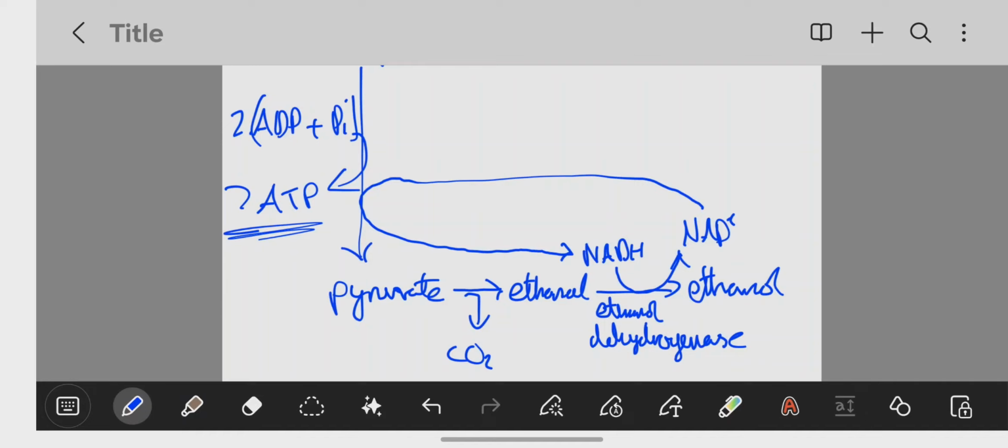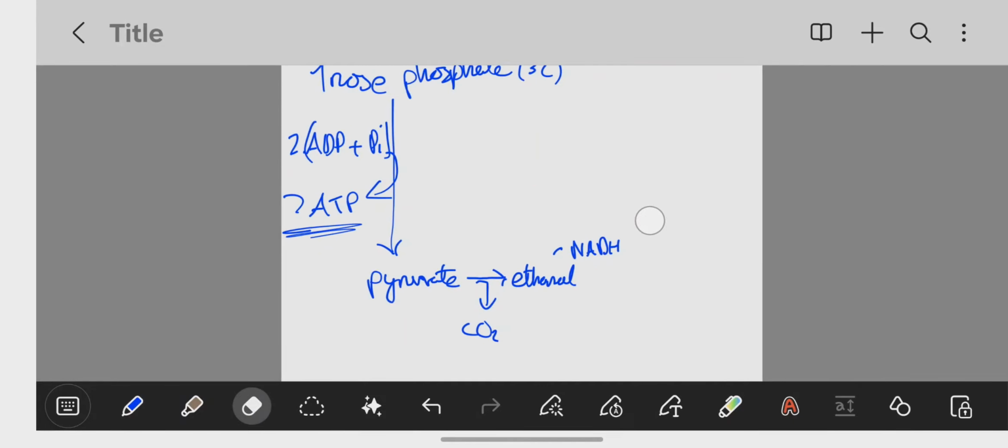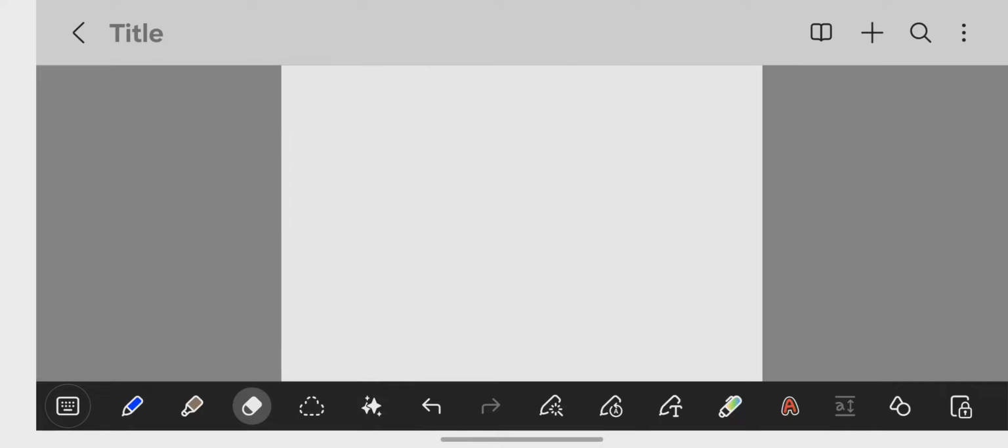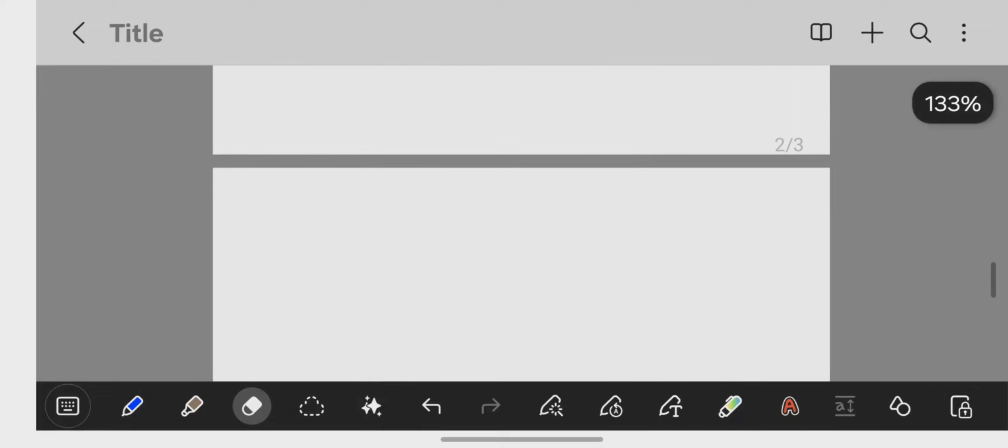So it does need to be removed, and obviously the organism would much rather aerobically respire. But anaerobic respiration basically just allows ATP to be formed. Okay, so that's anaerobic respiration out of the way. So now we can move on to the relatively difficult topic, which is oxidative phosphorylation.